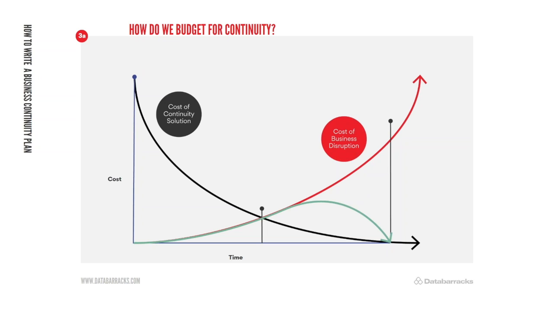And just to be clear, this doesn't apply just to IT. We can apply it to premises: the cost of having a second site to be able to recover to, or perhaps some other relationships with suppliers. But what we need to do is set out where we want to be on this.